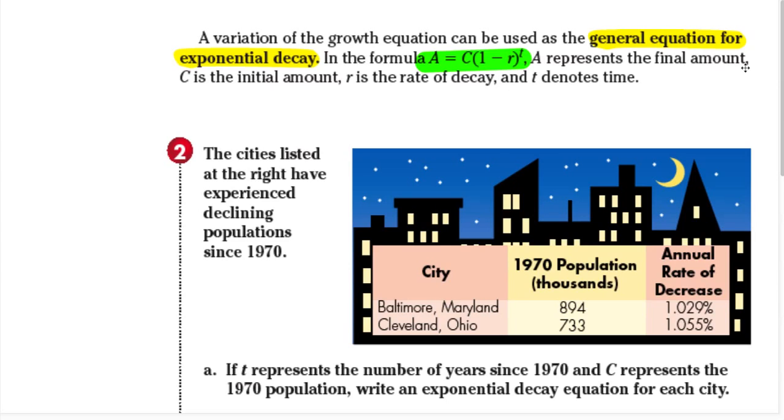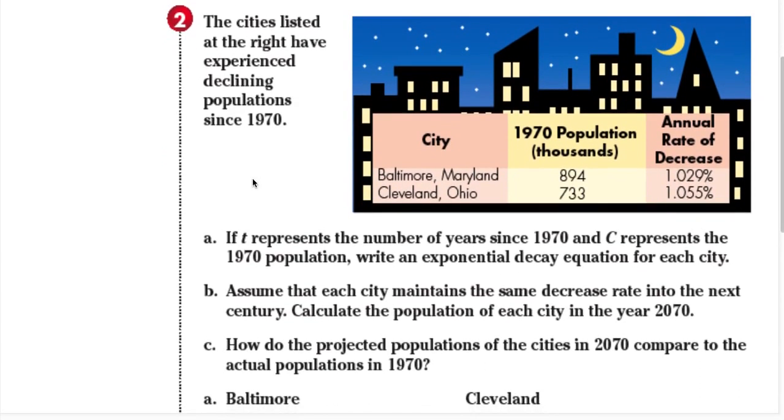So A represents the final amount, C is the initial amount, R is the rate of decay, and T denotes time. Okay, so let's take a look at example 2 and see how this works. The cities listed at the right have experienced declining population since 1970. In Baltimore, Maryland, you have 1970 population at 894,000.